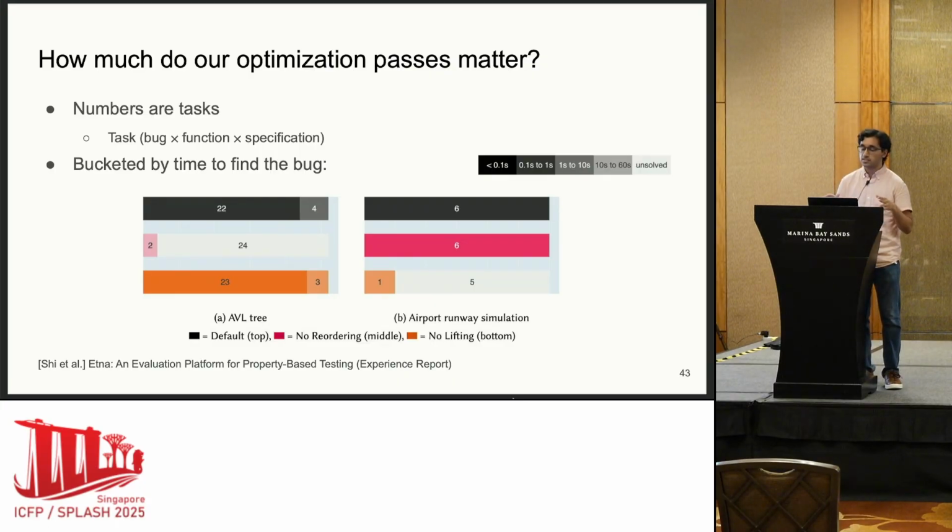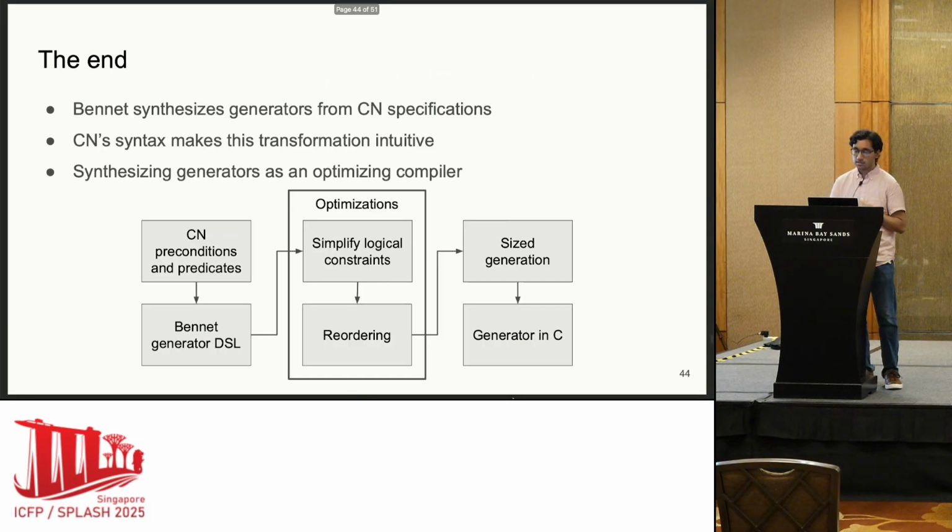And so out of the 26 tasks, 24 of them we do not find the bug consistently. And then if we disable the lifting pass of breaking apart the logical constraints on this runway simulation, which is the most complex logical precondition we had, then out of the 6 tasks we had, 5 of them fail to be solved consistently. And so in the end, we synthesize generators from CN specifications. CN syntax makes this transformation relatively intuitive, and we frame the synthesizing of these generators in an optimizing compiler.